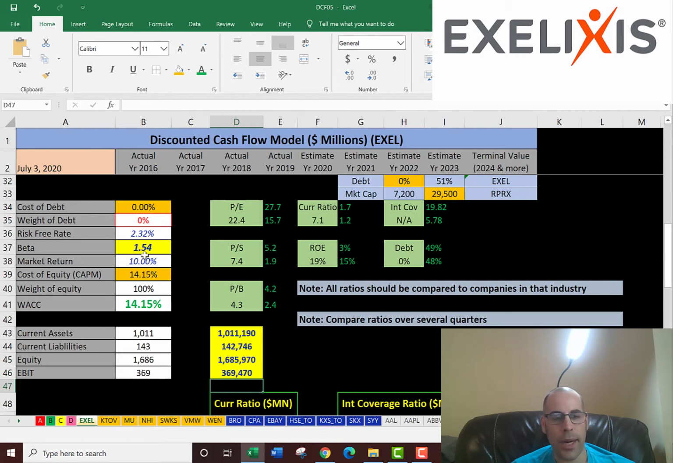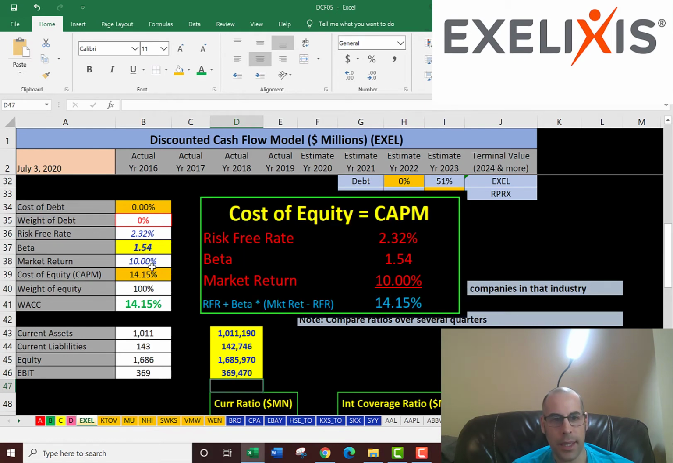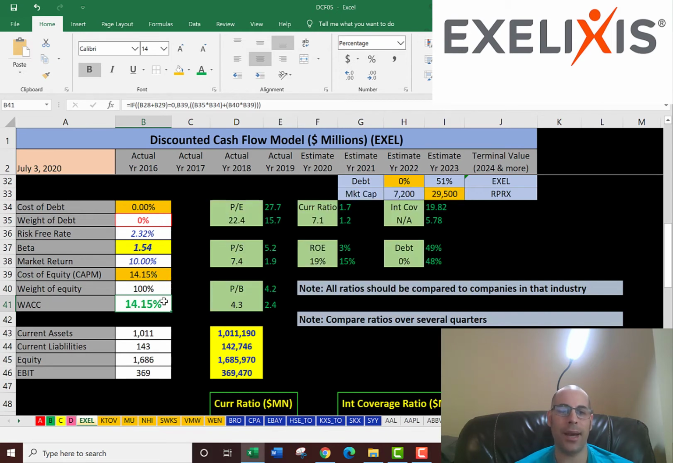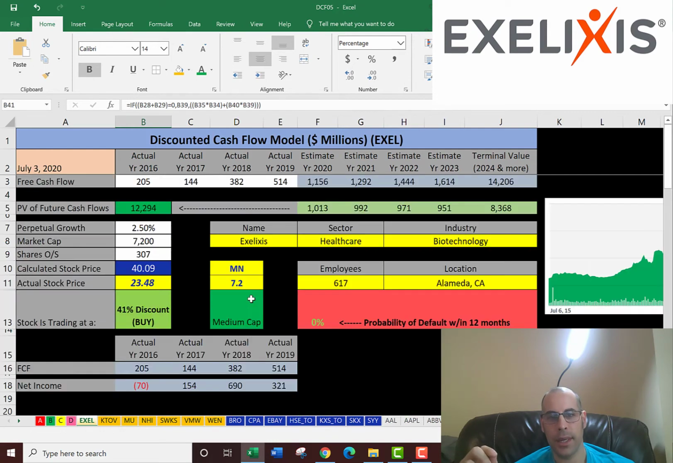So to get the weighted average cost of capital, it's the capital asset pricing model, which is how you calculate the cost of the equity. And that comes out to 14.15%. And they're 100% equity, no debt. So we're going to use that 14.15% and discount the future cash flows. So we estimated 4 years of future free cash flows. Then we did a terminal value, which is all years past year 4. We discounted those numbers back to today's dollars, and we get a value for the company of $12.5 billion.